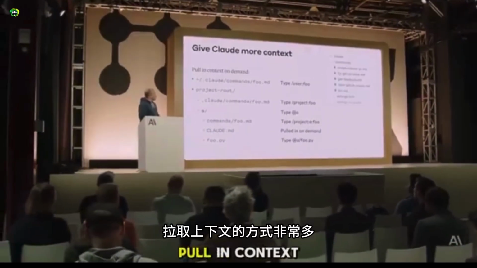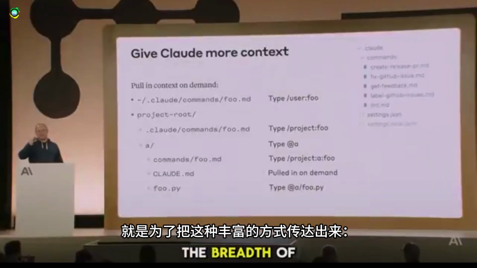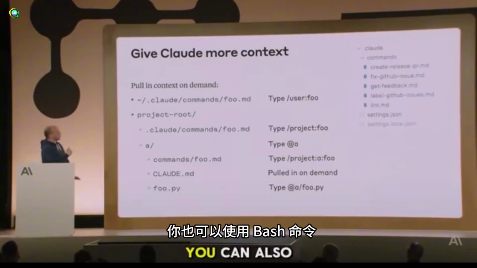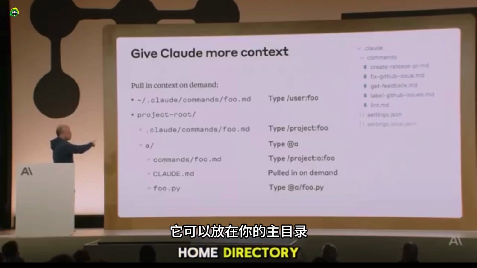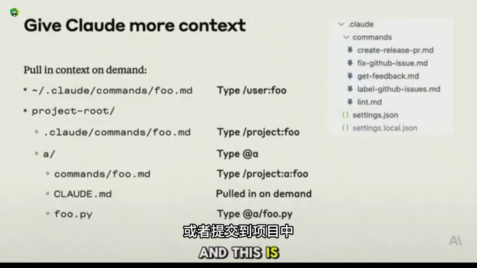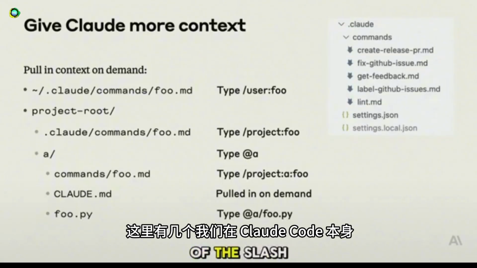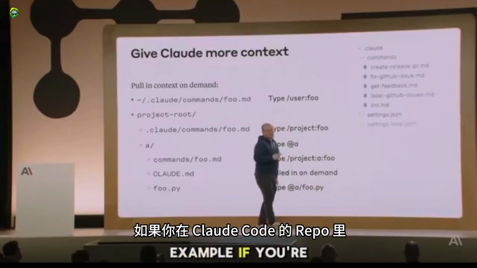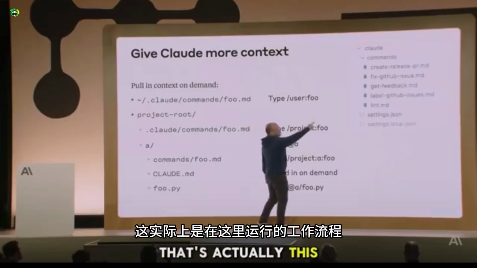There's a ton of ways to pull in context. I actually had a lot of trouble putting this slide together just to communicate the breadth of ways you can do this. But Claude.md is pulled in automatically. You can also use slash commands. So this is .claude/commands, and this can be in your home directory, or it can be checked into your project. And this is for slash commands. And over here, we have a few examples of the slash commands that we have in Claude Code itself. And so for example, if you're in the Claude Code repo, and you see issues getting labeled, that's actually this workflow running here.